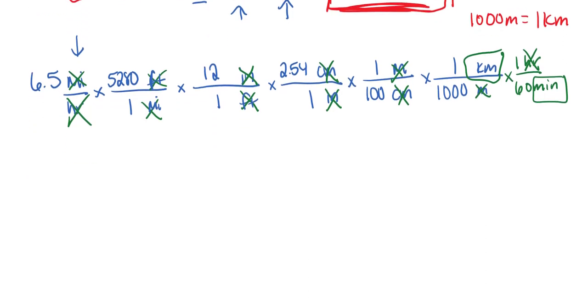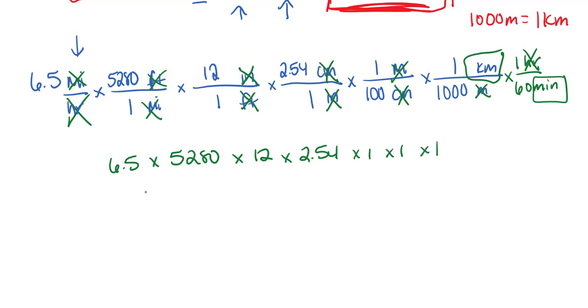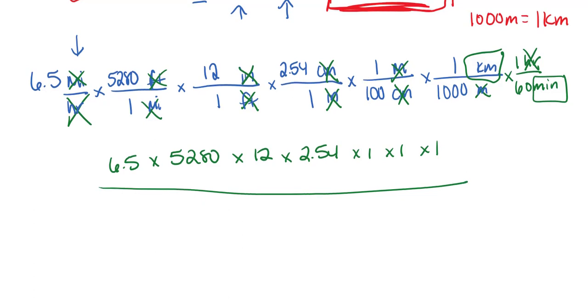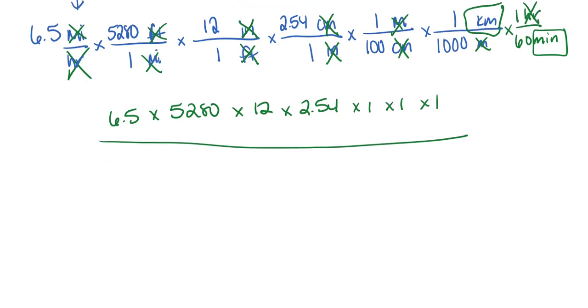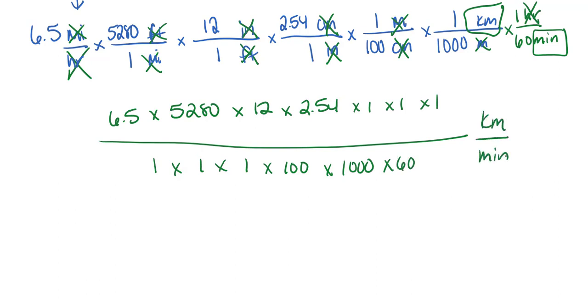So let's go ahead and rewrite all of this. We have 6.5 times 5,280 times 12 times 2.54 times 1 times 1 times 1. We don't really even have to do that, but I just want to show that we did all that. So you have 1 times 1 times 1 times 100 times 1,000 times 60. And this is in kilometers per minute.